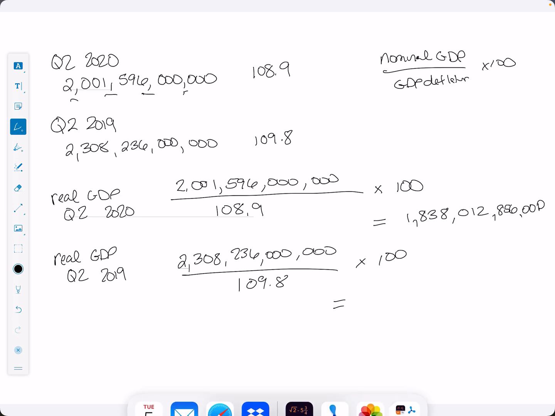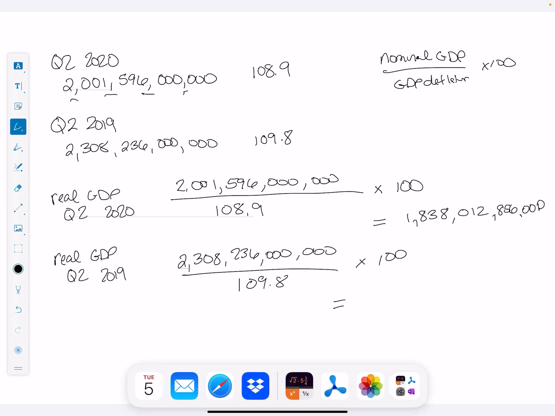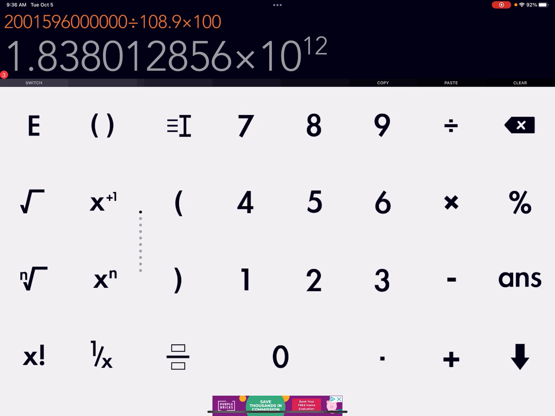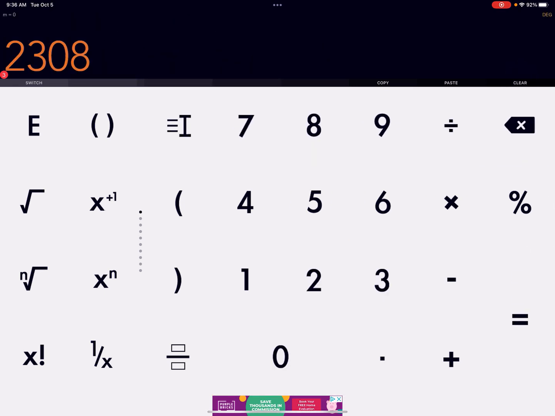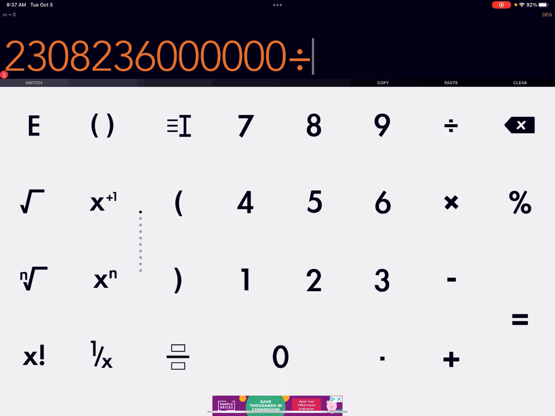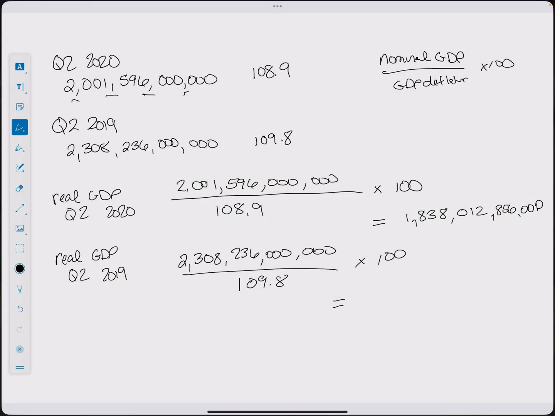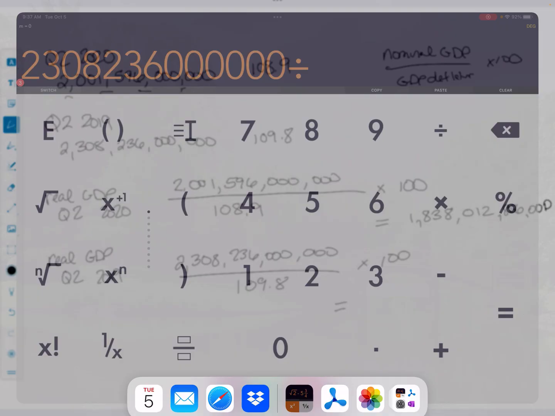So let's put that into our calculator. 2308, 236. And then we have to add our zeros. Okay, and then we're going to divide by our GDP deflator, which was 109.8.